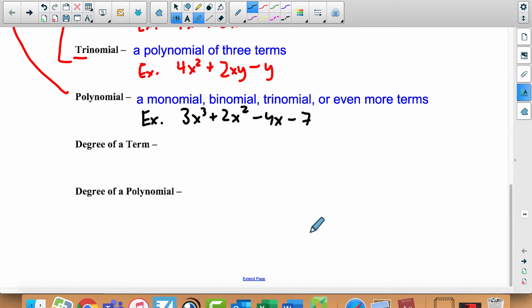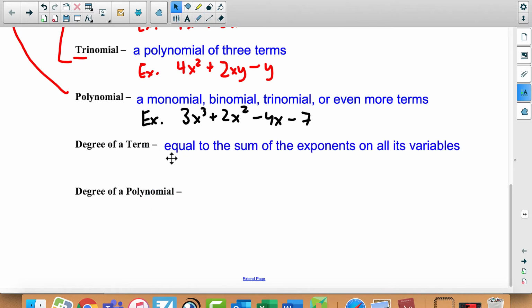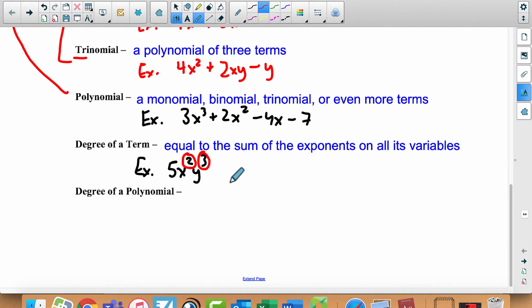The next term is the hardest one, I think, of the whole lesson. It's the degree of a term and the degree of a polynomial. So to get the degree of a term, it's equal to the sum of the exponents on all its variables. So for example, if we had 5x squared y cubed, we just look at the variables, the x and the y, and we add together the exponents. So there's a 2 here, there's a 3 here. So to get the degree, we would go 2 plus 3, which equals 5. That is your degree right there.